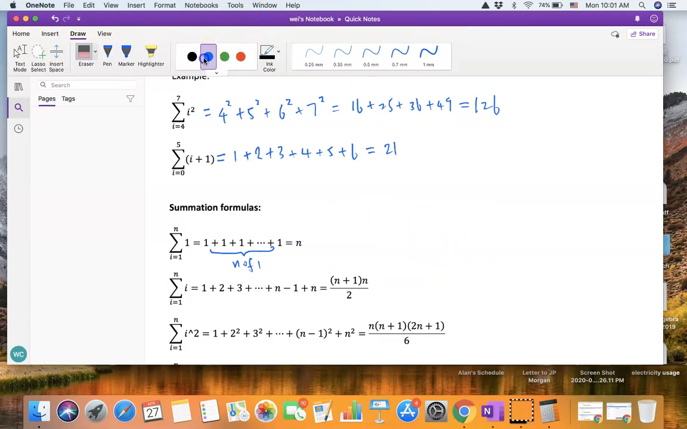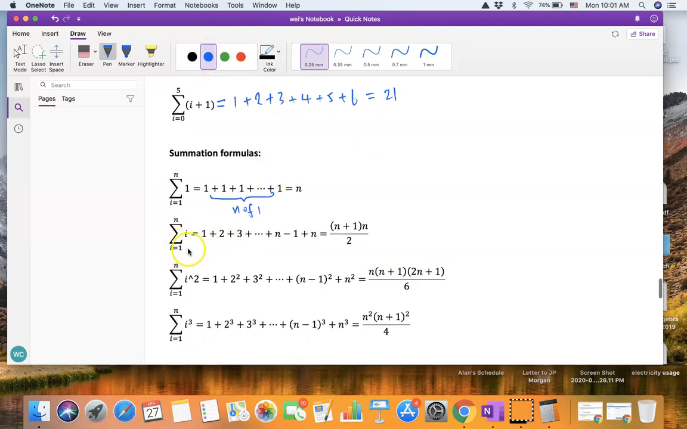The next formula is, if we have sigma of i, where i goes from 1 to n, like 1 plus 2 plus 3 plus all the way to n, the sum of this equals (n plus 1) times n over 2. So the result depends on n. In this sigma notation, the formula of a_i is i.